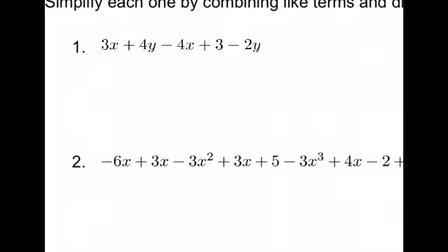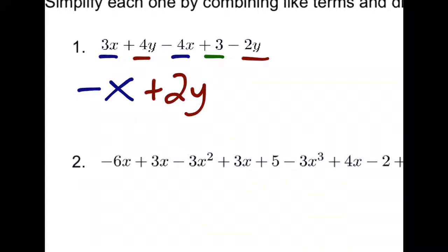So number one, there were two different terms. There were x terms, and there were y terms, and actually there was a third, a number term. If I combine those separately by adding the coefficients, I have 3 minus 4x, or a negative x. If you wanted to write negative 1, you could, but that's for the rookies. For the y terms, we have 4 minus 2, or plus 2. And left for the constants, there's nothing to combine it with, just plus 3.